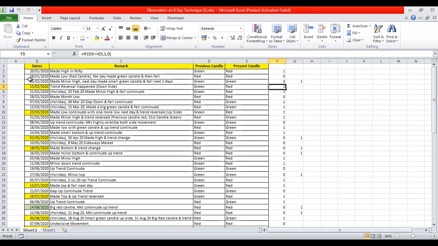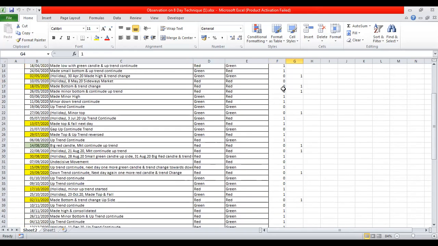Likewise, in this particular sheet, if you see, we have continued adding 8 to the base date. And we have always found a new date, and then we have seen how the market has behaved on that particular date. So we have mentioned what was the previous candle, what was the present candle. This column says that it has perfectly worked. The trend has reversed on that particular date from the previous candle. And this column suggests that it has worked on the plus minus 1 day basis.